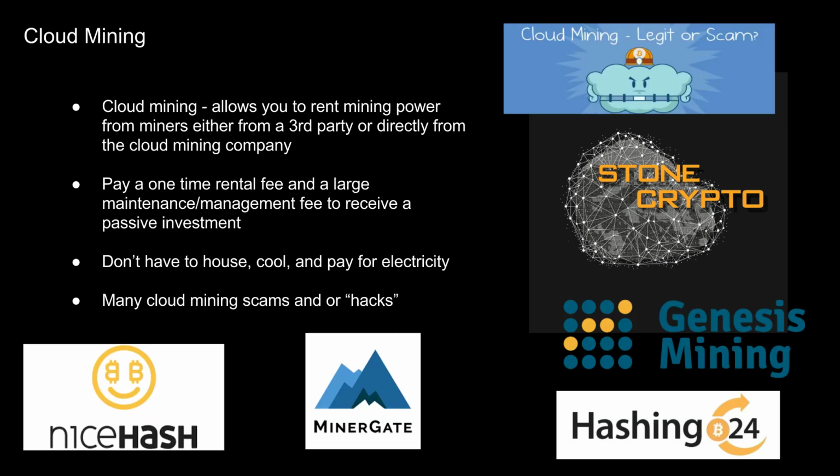Lastly, we have cloud mining. This will be the last type of mining that I'll be talking about in this episode. And it's a type of mining that allows you to receive cryptocurrency mining profits without actually owning any miners. You're basically renting hash power or mining power from another company such as Genesis Mining and Hashing24, or you can rent hash power from a service like NiceHash and MinerGate. Genesis Mining and Hashing24 own miners that they allow you to rent from them.